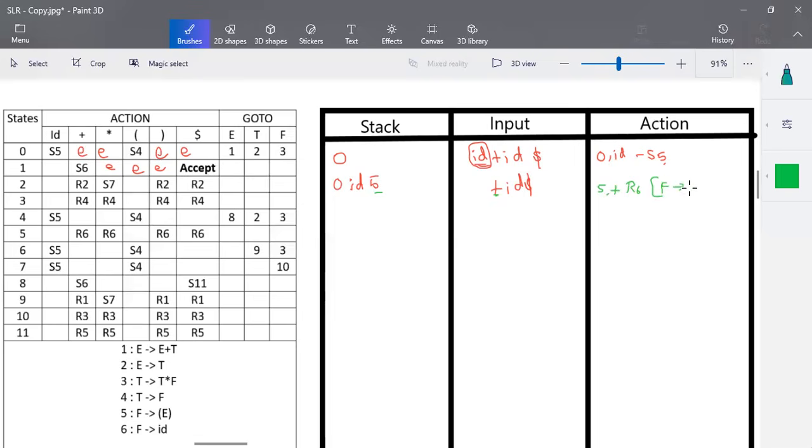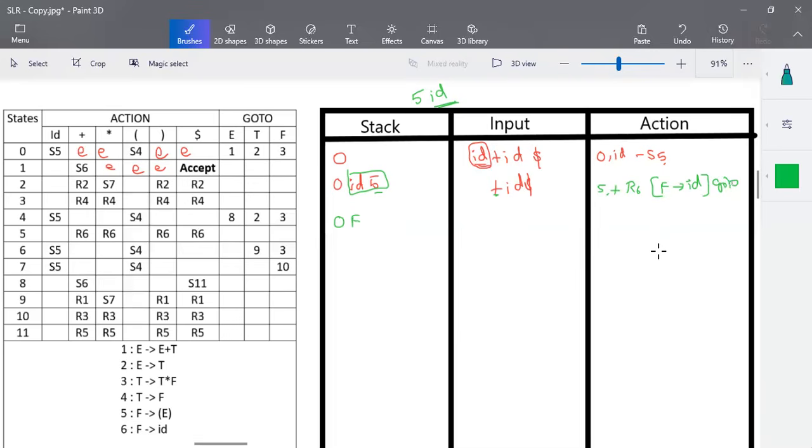So we are going to perform a reduce operation, and ID is the handle. Until the handle occurs, we are going to pop elements out of the stack. First 5 will be popped out of the stack, and next ID will be popped out. So now we have received this ID. This is the handle. So this 5 and ID will be popped out of the stack, and instead of that, we'll be pushing this F.